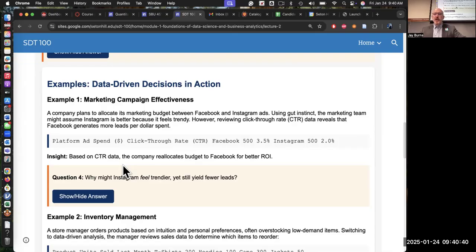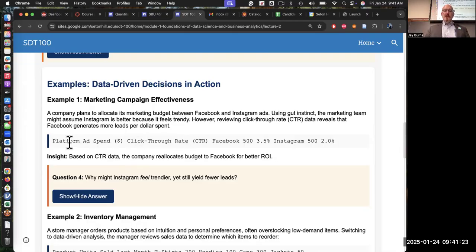However, reviewing click-through rate, which is CTR. By the way, what is click-through rate? Click-through rate is how many people utilize an ad to be able to lead them to information about the product. So for instance, if you're on Instagram and you see something and it looks like a real person, but then you notice, oh, hold on, that's an ad. If you actually click on the ad to go on for more information, that's a click-through.